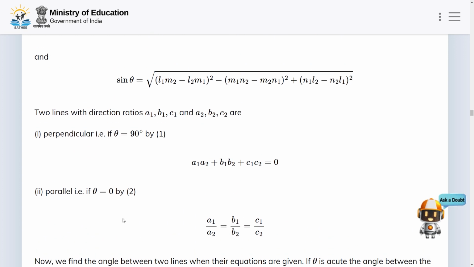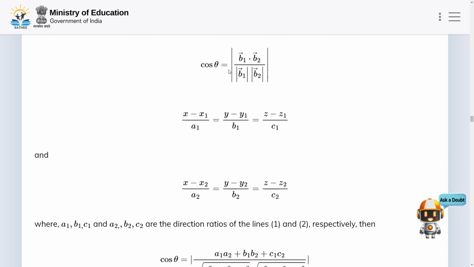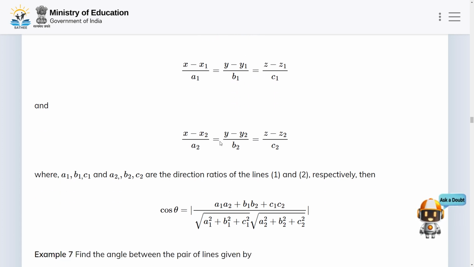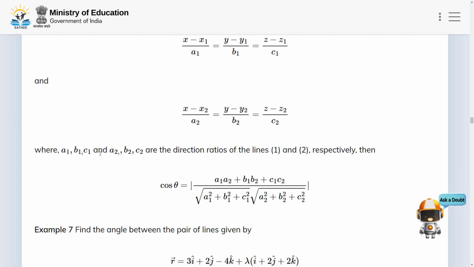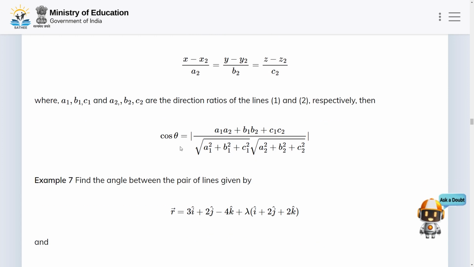Now if you have to find the angle between two lines when their equations are given, then if theta is the angle between the lines, you will have cos theta is equal to the absolute value of B1 dot product with B2 divided by the magnitude of B1 and B2. In Cartesian form, this gives you (x minus x1) divided by A1 is equal to (y minus y1) divided by B1 is equal to (z minus z1) divided by C1, and (x minus x2) divided by A2 is equal to (y minus y2) divided by B2 is equal to (z minus z2) divided by C2, where A1, B1, C1 and A2, B2, C2 are the direction ratios of line 1 and line 2 respectively. Clear? Now your cos theta will be in this form.